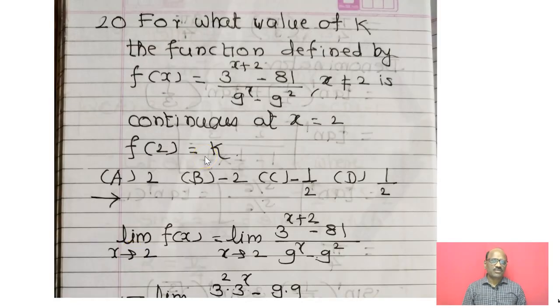Now the next question is from continuity. For what value of k is the function defined by f of x equals (3 raised to x plus 2 minus 81) upon (9 raised to x minus 9 raised to 2), x not equal to 2, continuous at x equals 2? Find the value of k, that is f of 2 equals k. The given function is continuous.